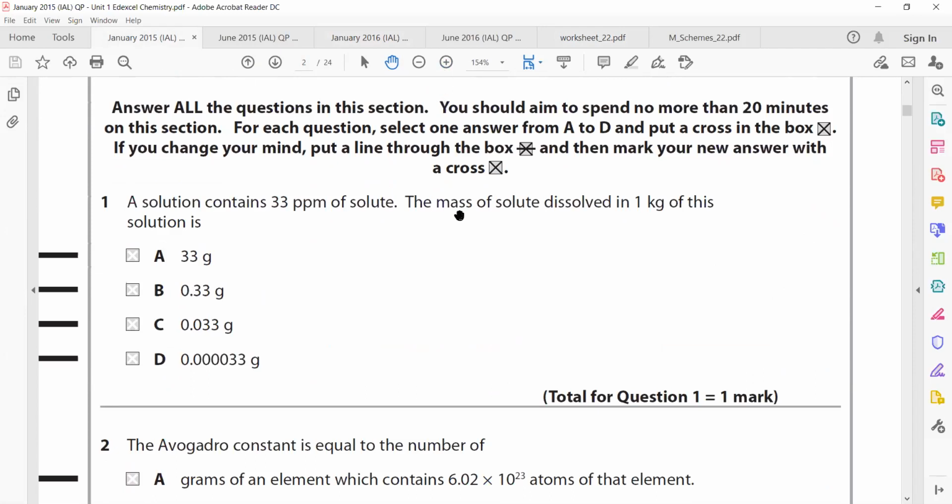Okay, in this question, a solution contains 33 ppm of solute. The mass of a solute dissolved in 1 kilogram of this solution is, I will give a formula. So the concentration in ppm, ppm means parts per million. Concentration in ppm is equal to mass of solute, or moles of solute, divided by mass of solvent, into 1 million.